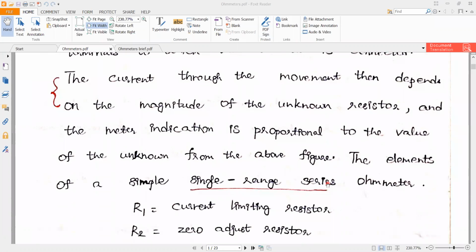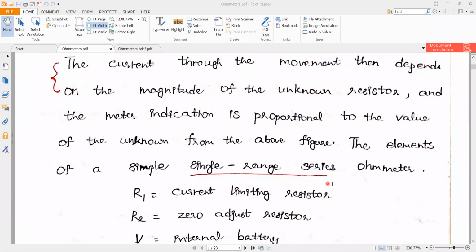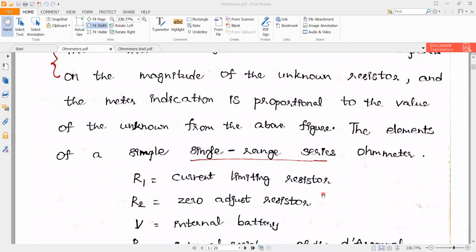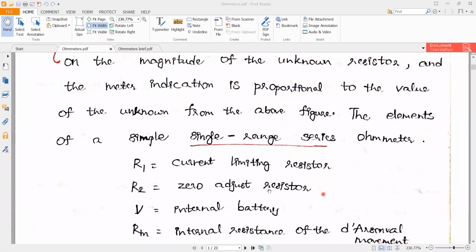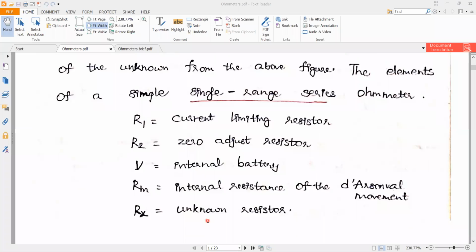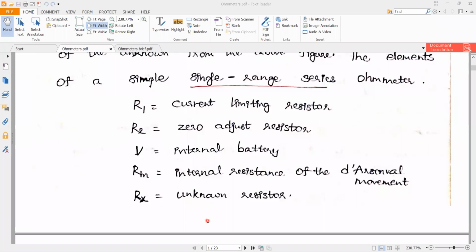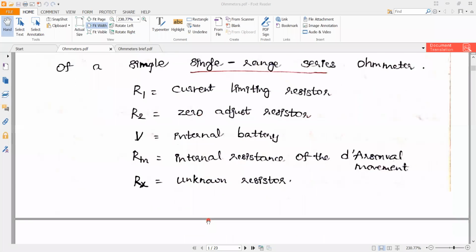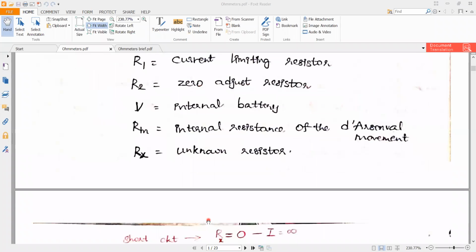Here, the elements of a single range series ohm meter are provided. We have already seen these. R1 is the current limiting resistor. R2 is the zero adjust resistor. V is the internal battery. Rm is the internal resistance of the PMMC meter. Rx is the unknown resistance. This is the construction part of the series ohm meter.